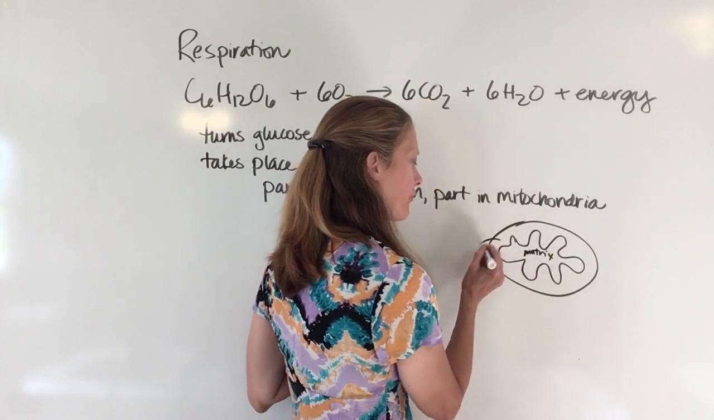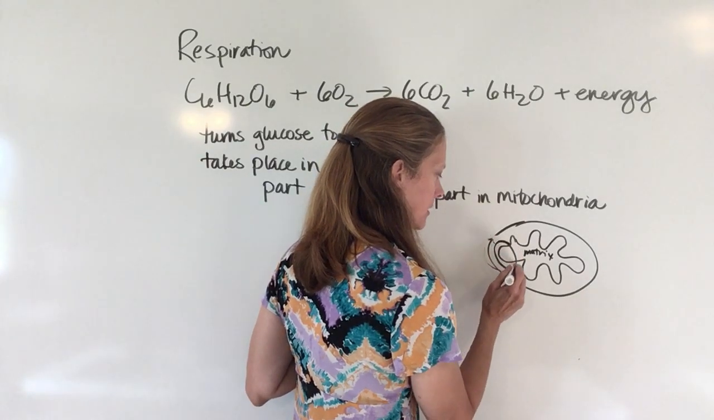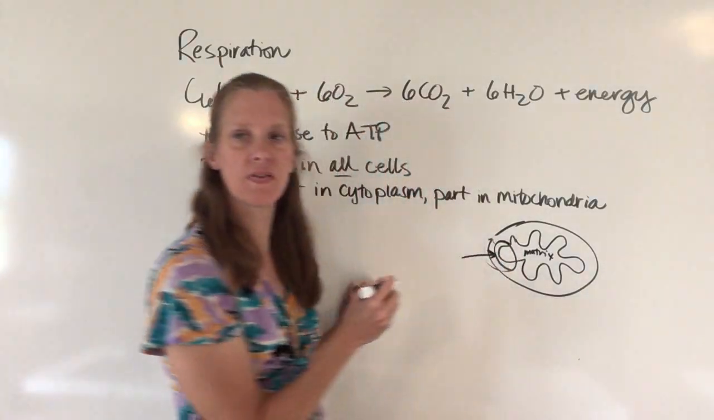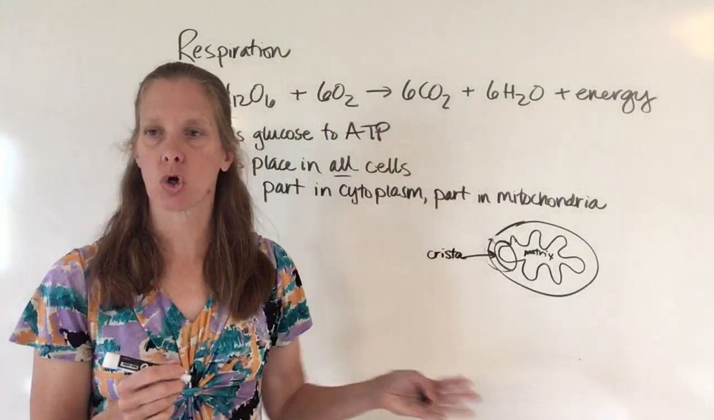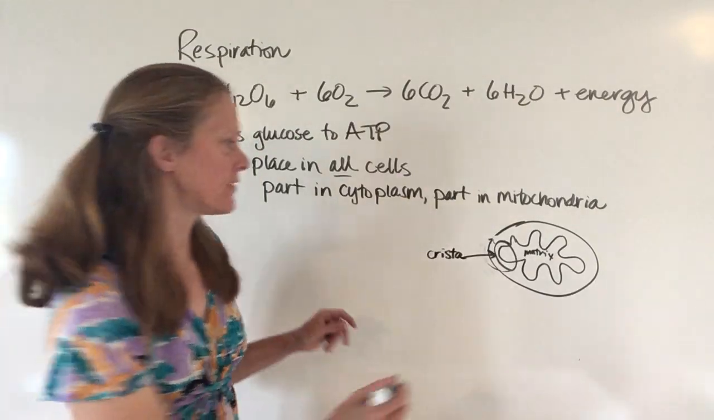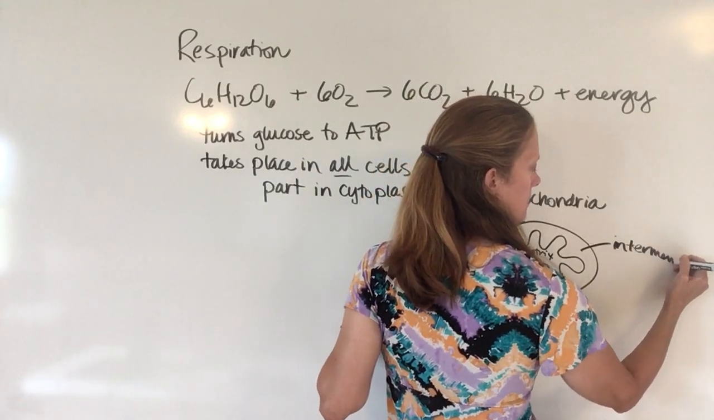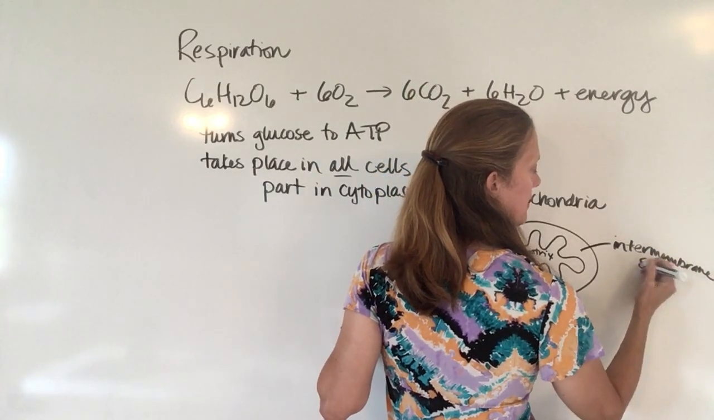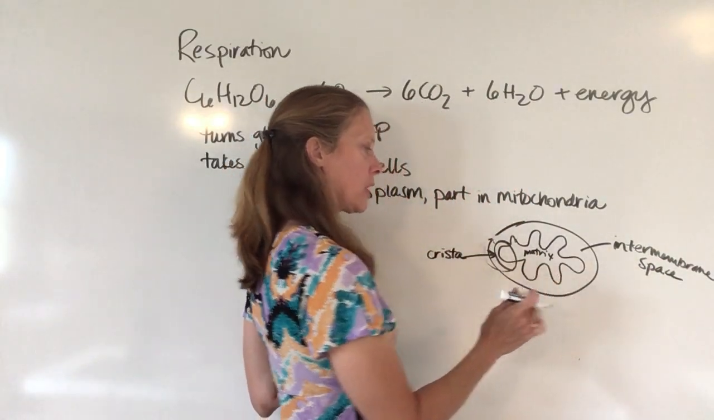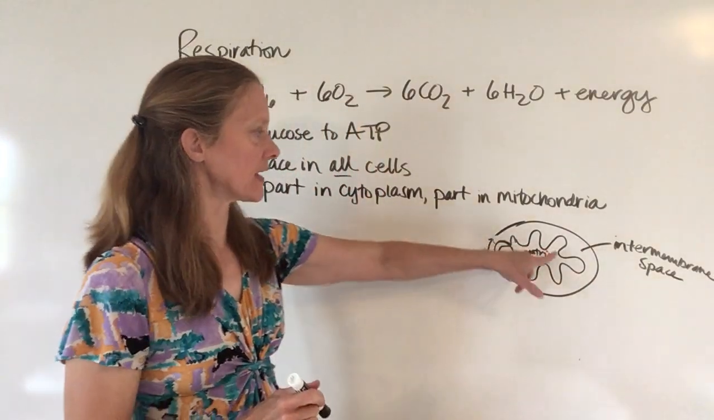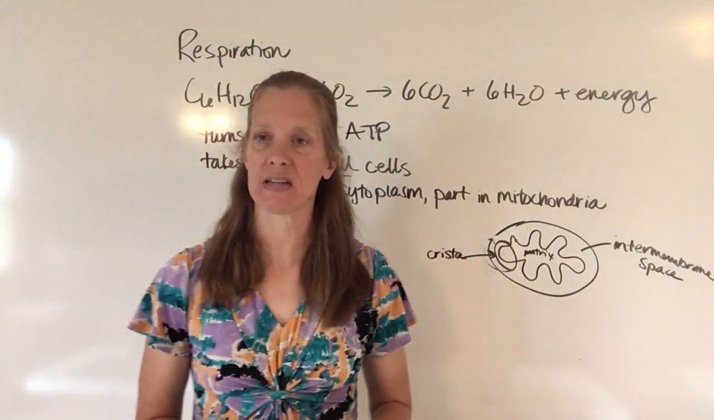And all of these folds, whoops, not here, too big of a circle, a little excited there. The folds in that membrane, each one is called a crista, and the plural is cristae. And this right here is going to be called your intermembrane space. Inter just means in between, so it's the space between the outer membrane and the inner membrane. Again, this membrane provides spots for all of these reactions to happen.